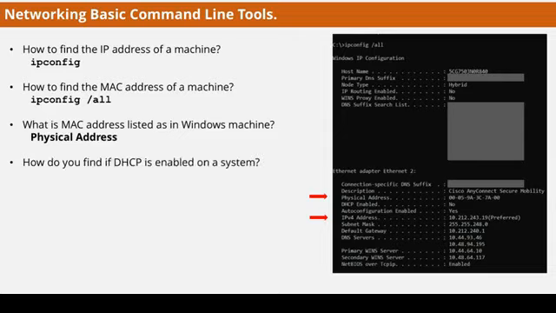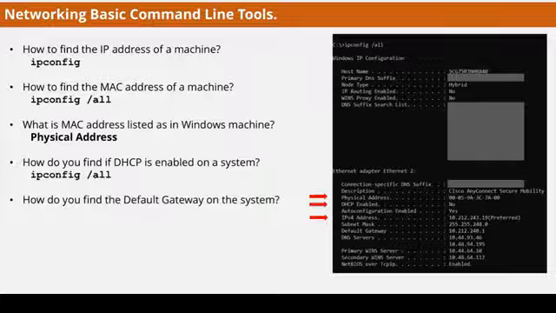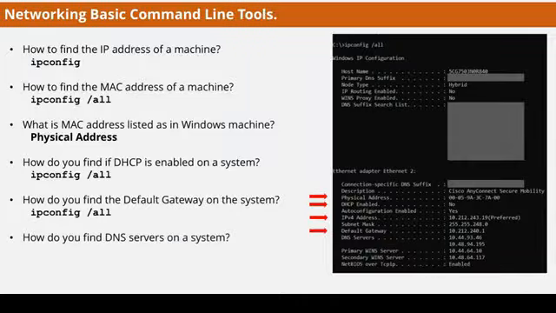How do you find if DHCP is enabled on a system? By using the command ipconfig /all. How do you find the default gateway on the system? The command is ipconfig /all. How do you find DNS servers on a system? Again, the command is ipconfig /all.